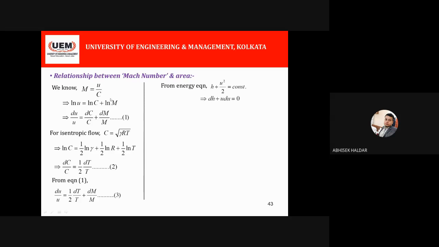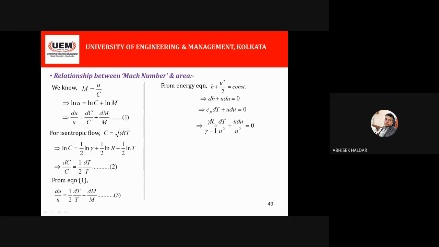Similarly, the same mathematical operation: dh plus u du, because I get 2u du and the 2 in numerator and denominator cancels out. So dh plus u du is equal to 0. Fine. Now dh is equal to what? Cp dt. From thermodynamics we know dh, the change in specific enthalpy, is equal to Cp into dt, and u du is as it is.